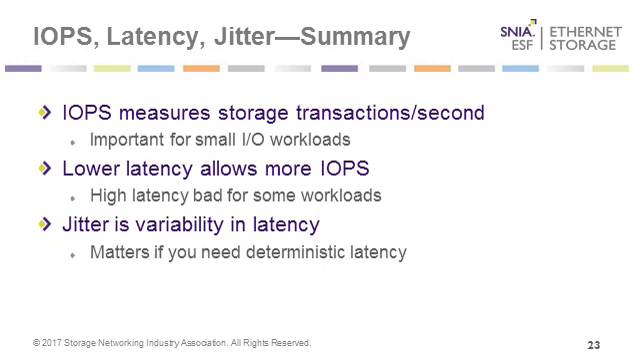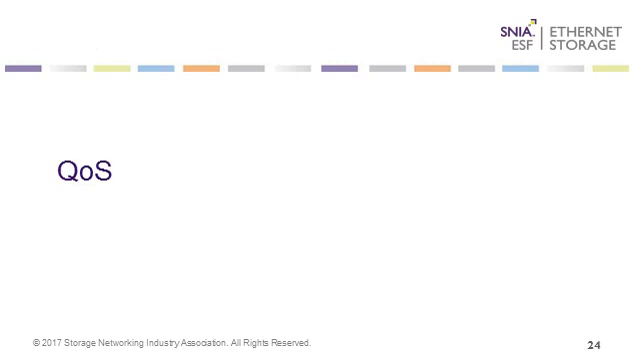And people who need jitter to be below a certain amount usually want a deterministic latency, whether it's on the network or in the overall storage ecosystem. So that ends my discussion section on IOPS, latency, and jitter. So I'll hand it back to Fred.